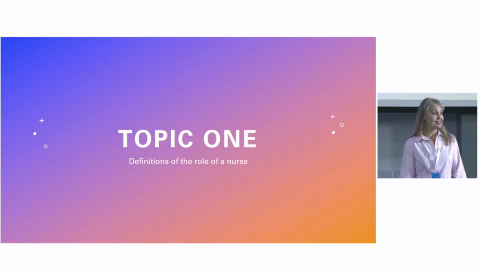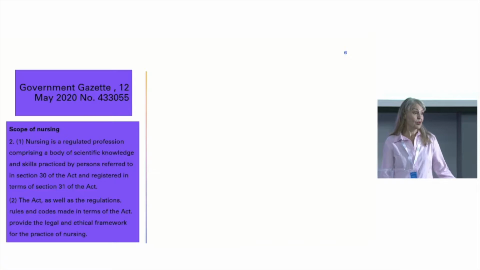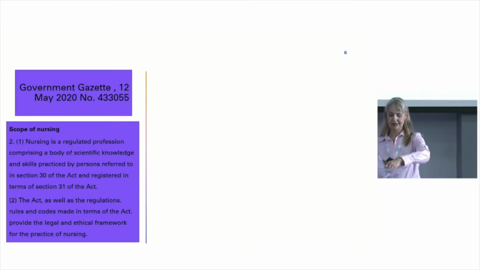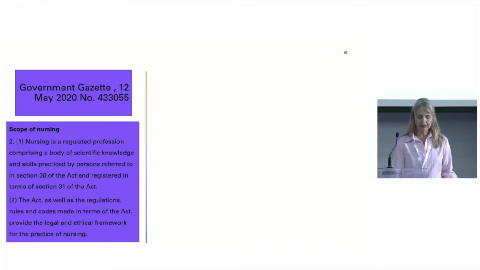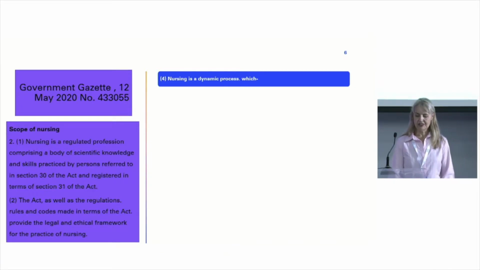So topic 1, definitions of the role of a nurse. So I went to look at the law. Government Gazette 12 May 2020 says scope of nursing, we registered. The Act, as well as regulations, rules and codes made in terms of the Act, provide the legal and ethical framework for the practice of nursing. So if we look, it says nursing is a dynamic process. This is what our law says.